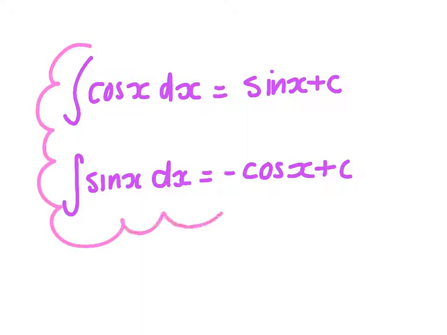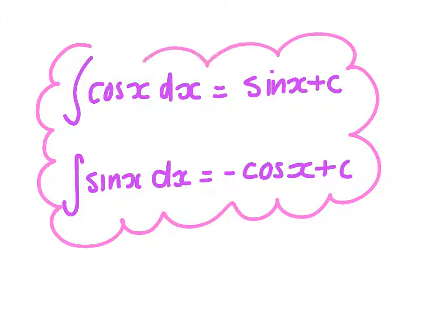There is a form of these on your formula sheet, but a lot of people find the form it's written in a little bit confusing. So it's kind of good to know. If you know the differentiation, then you'll be able to know the integration. It's just the same backwards. So when we differentiated sin x, we got cos x. When we differentiated cos x, we got negative sin x.